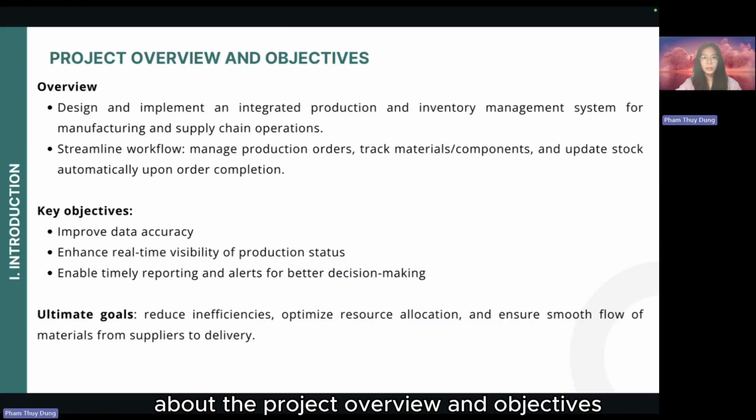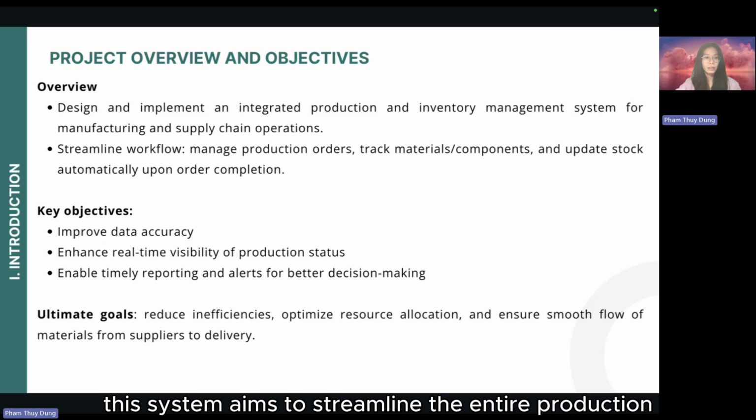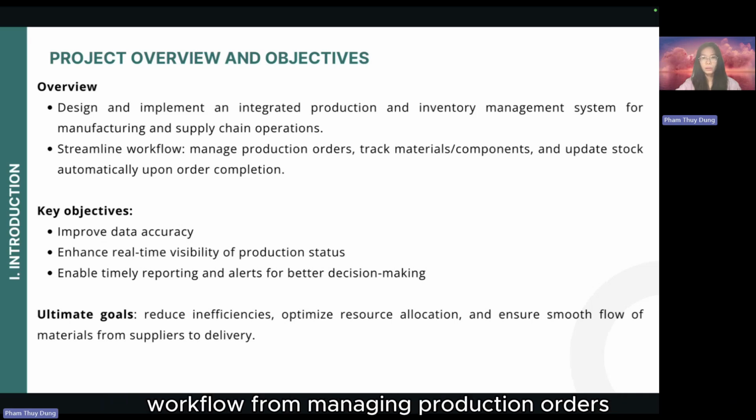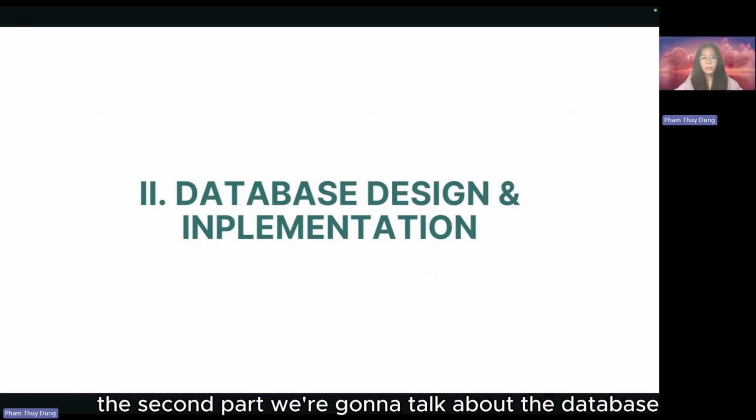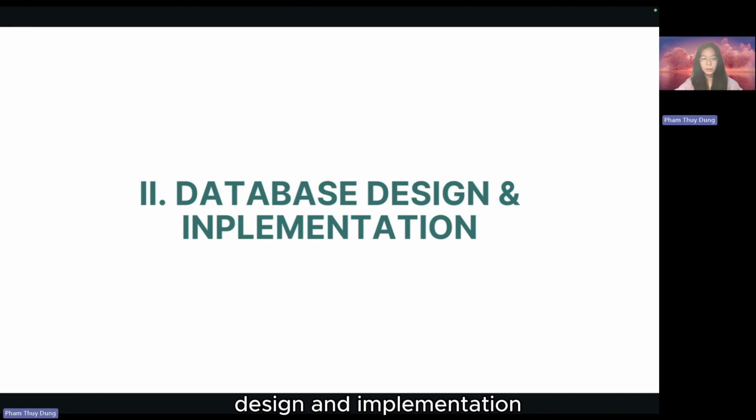About the project overview and objectives. This system aims to streamline the entire production workflow from managing production orders, tracking materials and components, and updating stock automatically upon order completion. The key objectives of this project are to improve data accuracy, enhance real-time visibility of production status, and enable timely reporting and alerts for better decision-making. The ultimate goal here is to reduce inefficiencies, optimize resource allocation, and ensure smooth flow of materials from suppliers to delivery.